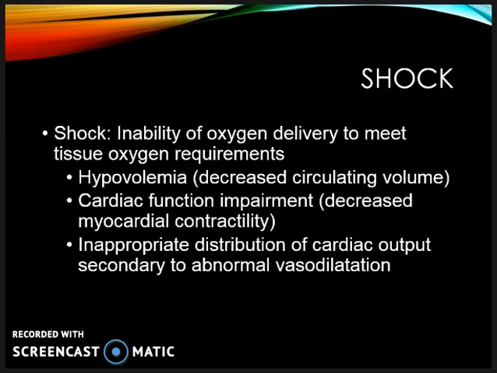Shock will be addressed in another mini lecture, but it is important to know about this treatment so that medication can be maintained. Shock is the inability to deliver oxygen to meet the tissue's demands. The specific treatment will depend on the type of shock. Hypotension is a significant problem in these shock patients.